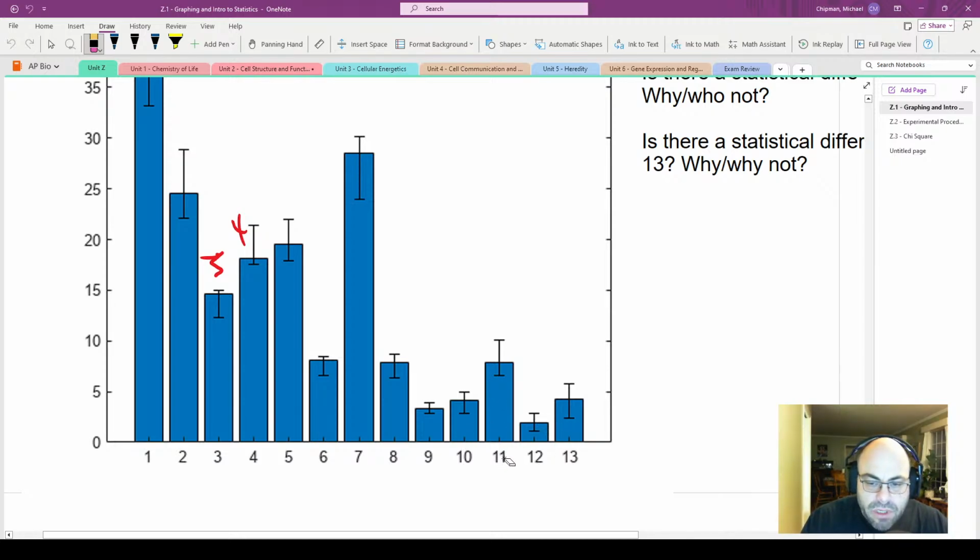But 11 and 12 does show a big difference. So does 11 and 13. Not a big difference, a small difference, but there is a difference between 11 and 13. There's no difference between 9 and 10 because their error bars overlap. And so that's how you answer that question.